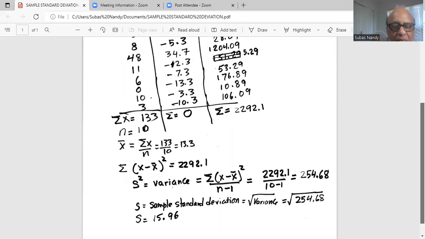Now, sample standard deviation is the square root of variance. So square root of 254.68, which is 15.96. You will see the use of the information sample standard deviation more often than sample variance.